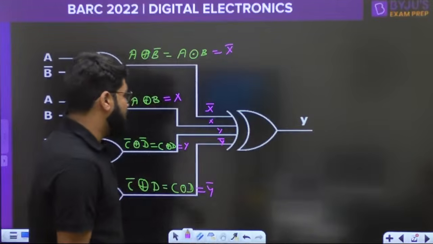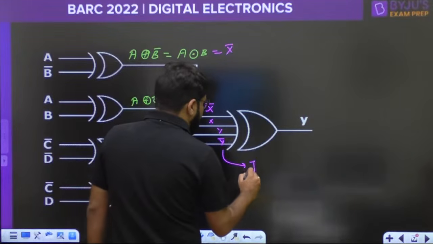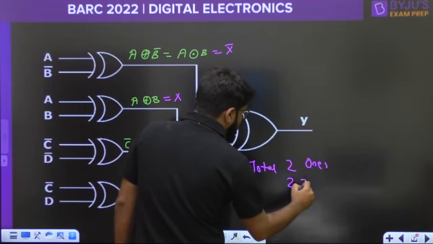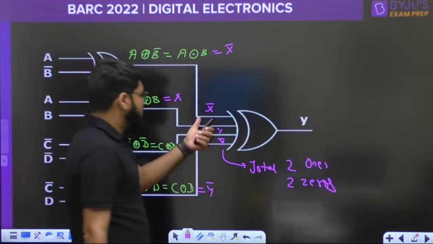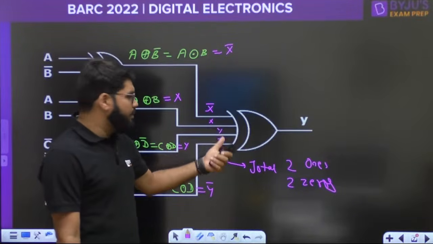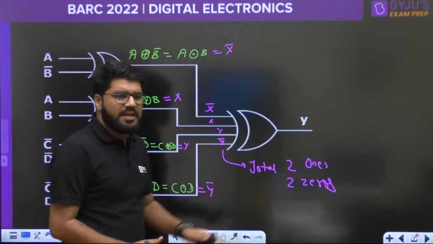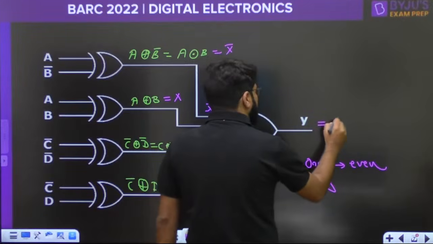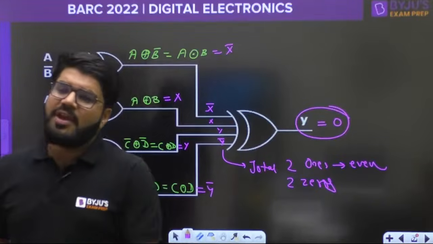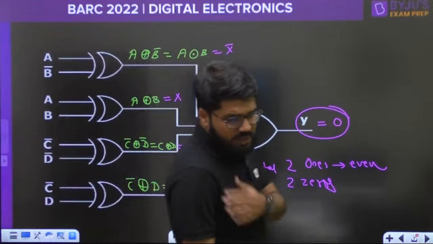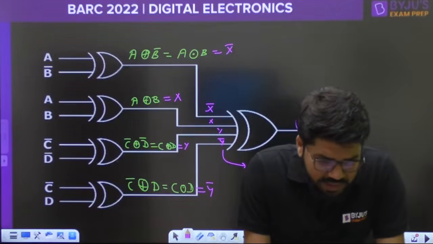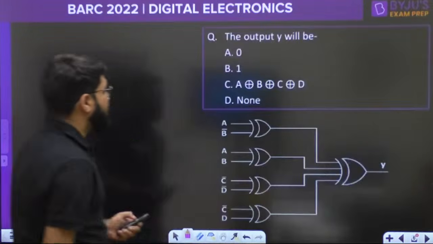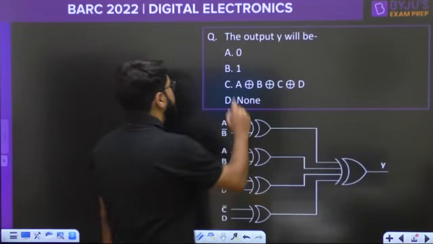So how many ones are you going to get? You are going to get a total of 2 ones and 2 zeros, because of X and X bar only one will be high and the other low, and likewise for Y and Y bar. So 2 ones and 2 zeros means an even number of ones, and whenever you have an even number of ones, the output will be 0. Many of you are coming up with the answer 0, some of you say 1, but Ajit and Chinmoy, the answer is not going to be 1, it's going to be 0. The correct answer is 0, option A.